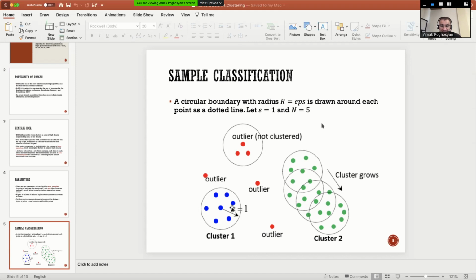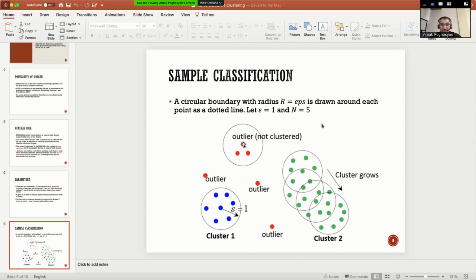Then we have cluster 1 with blue observations. Again, this is some dense region. So the blue cluster and the green cluster, we can grow because we have some dense points here. And you see outlier, outlier, outlier, just single points without any neighbors. And here we have, again, some outliers.